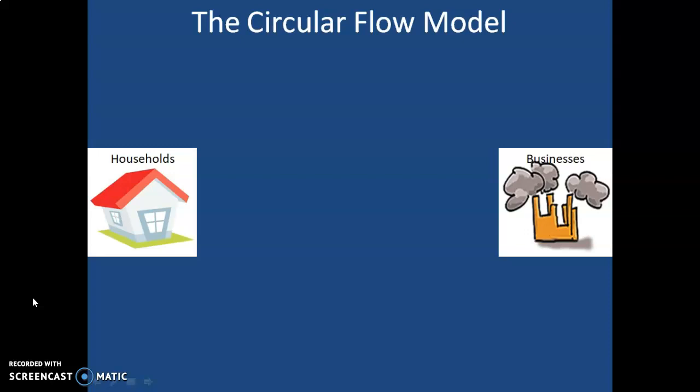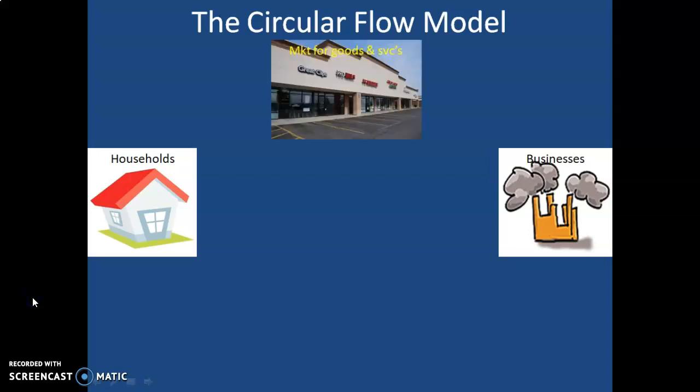And you're going to label these. On the left-hand side, you're going to label it households, and on the right-hand side, you will label it businesses. Now, on the top middle of that half of notebook paper, I want you to draw some kind of a box, and I want you to label that the market for goods and services. The market for goods and services.